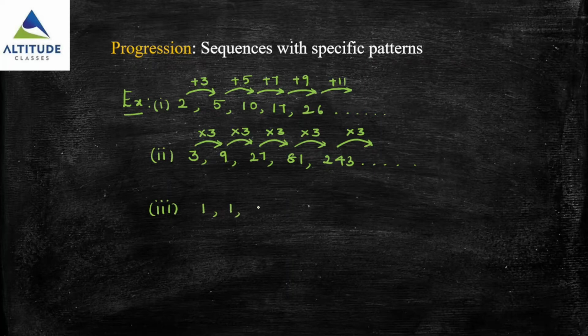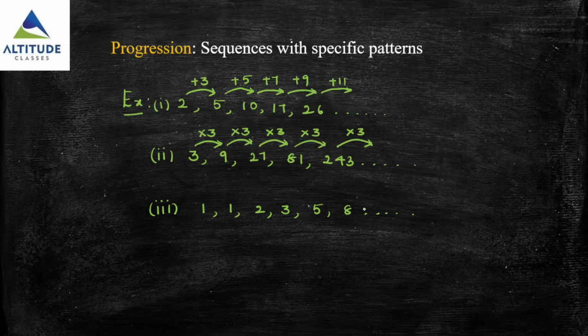1, 1, 2, 3, 5, 8, and so on. If you observe, there is again a pattern in this sequence. If you want the third term, you add these two terms. If you want the fourth term, you add these two terms. If you want to get this, you add these two terms. That means if you want a term, you just need to add the two terms before it.